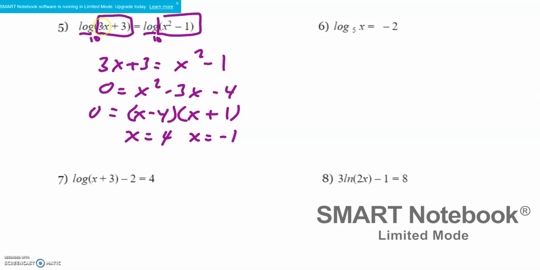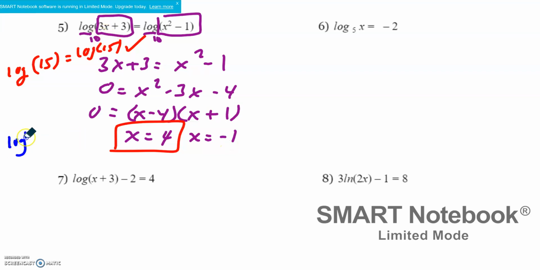So if I take 4 and plug it back in, we're asking ourselves, does log of 3 times 4 plus 13, which would be 15, does log of 15 equal log of 4 squared minus 1? Log of 15 does equal log of 15, so this one is in. Negative 1, if I plug negative 1 on this side, log of 3 times negative 1 plus 3, so that would be log of 0 equals log of negative 1 squared minus 1 would also be log of 0.